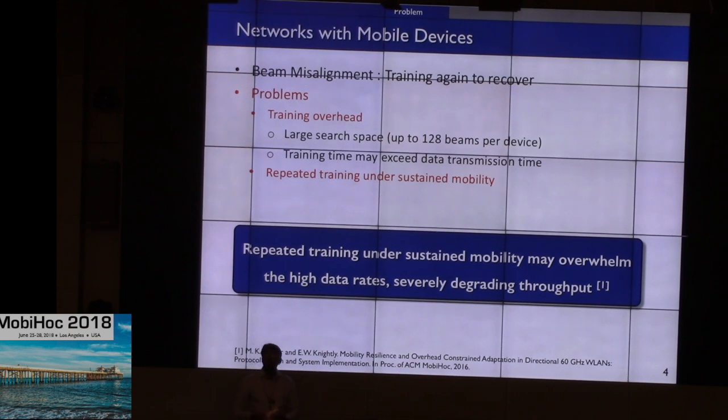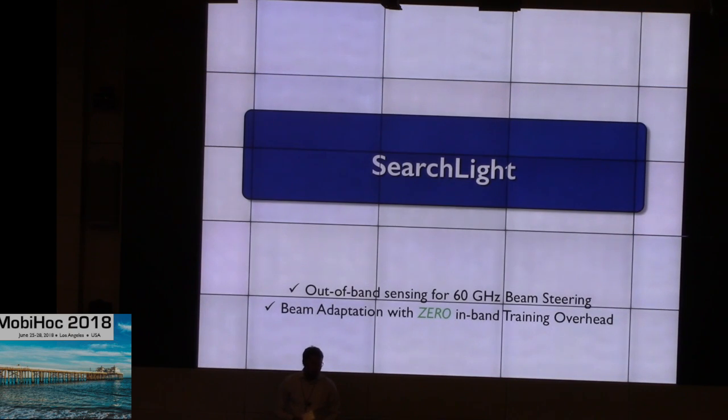So how do we go about solving this training overhead problem in 60 GHz networks? Our protocol SearchLight deals with this training overhead, and the key concept here is that we move this training process from in-band 60 GHz training to out-of-band sensing-based beam adaptation. And we will show that with our protocol, we can achieve beam adaptation with zero in-band training overhead after the initial alignment takes place.